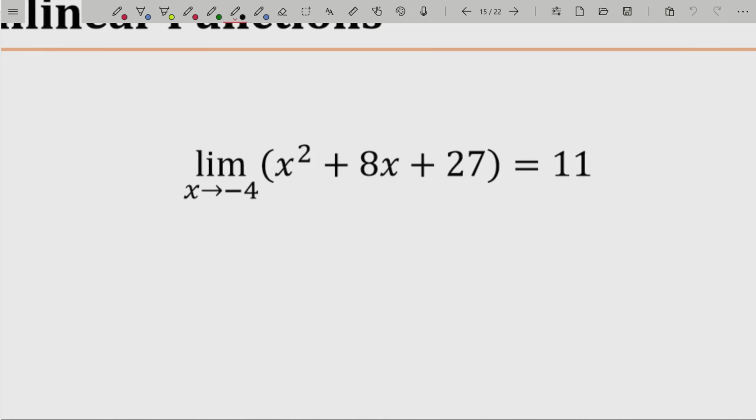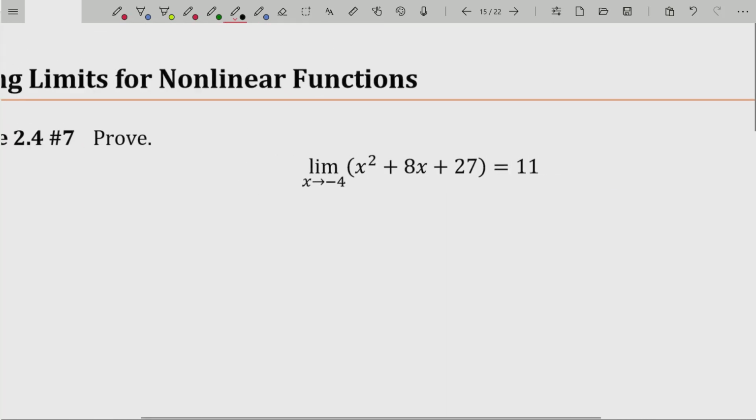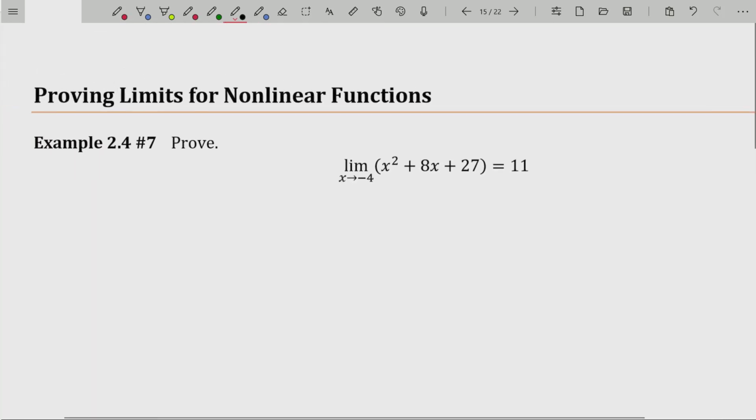Negative 4 being squared would be 16. Negative 4 times 8 is negative 32. And then you add back 27. So we're at negative 16, add 27, that's positive 11. So, okay, this limit by direct substitution looks to be true. Now we're going to prove that this limit is true.